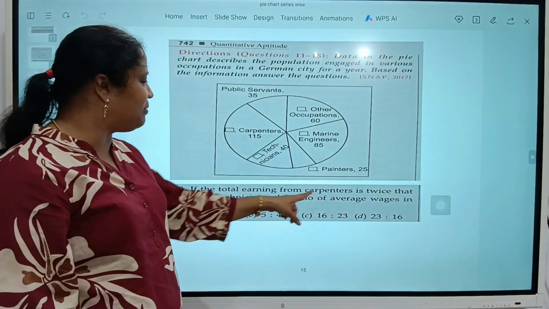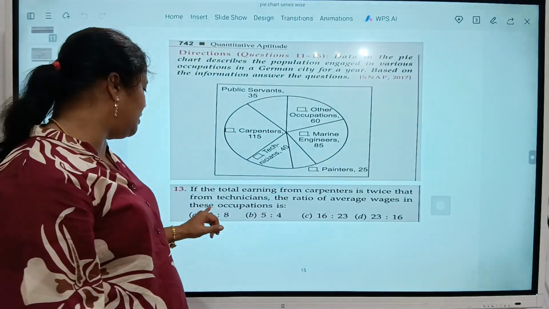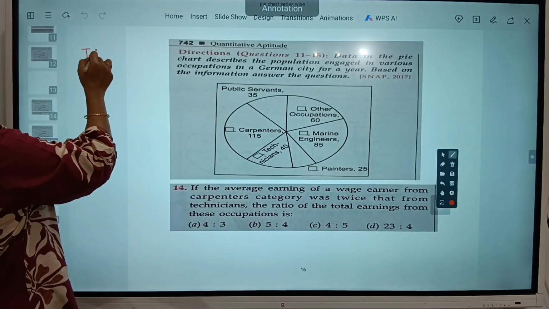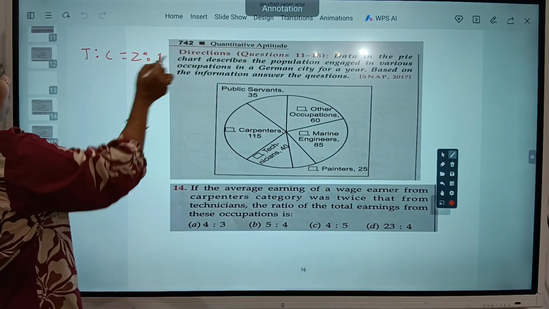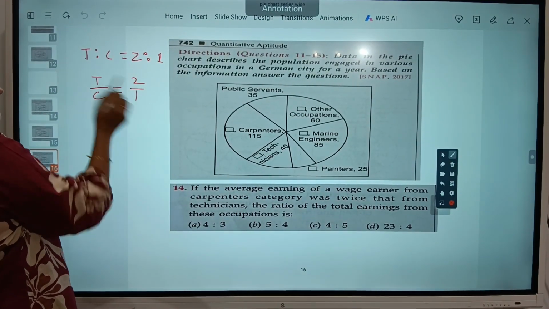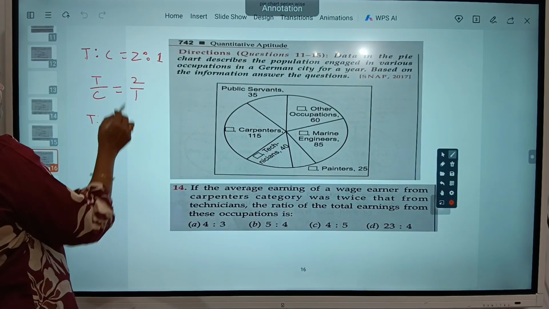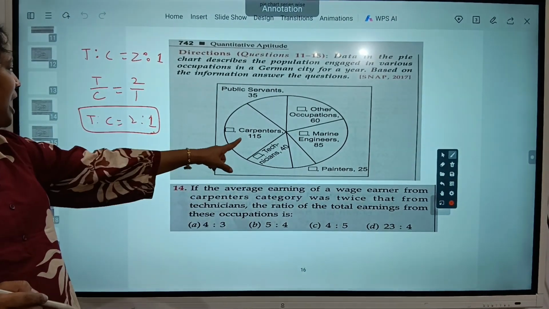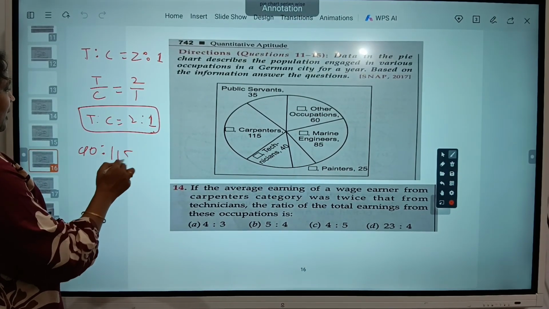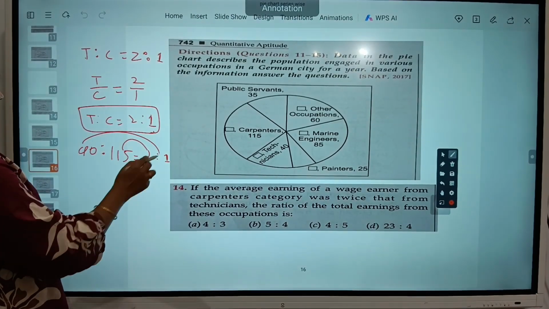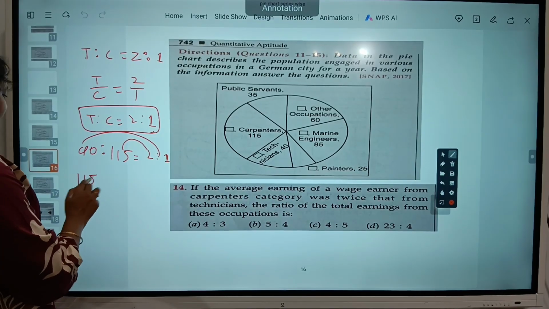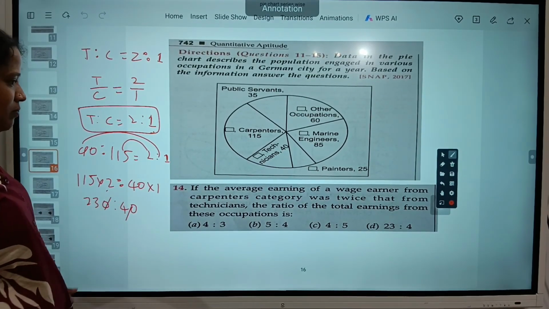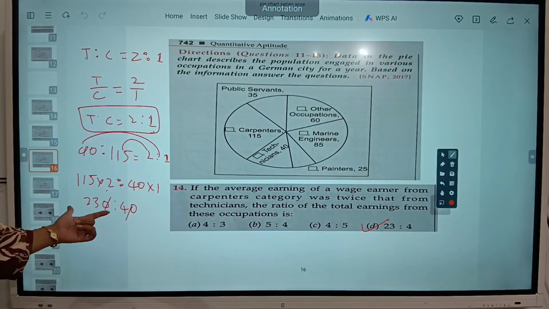The next question is, if the total earnings from carpenters is twice that from technicians, the ratio of average wage in these occupations is. The total earnings from carpenters is twice that from technicians. Technician is to carpenter is equal to 2:1. So T is to C is equal to 2:1. This we have to remember. So in this regard it will go into multiplication. What is the carpenter value? What is the technician value? 40:115 is equal to 2:1. So it gets multiplied, the ratio formula you might know. 115 into 2 is to 40 into 1. So 230 is to 40. So the ratio is 23:4. The ratio of their earnings is 23:4.